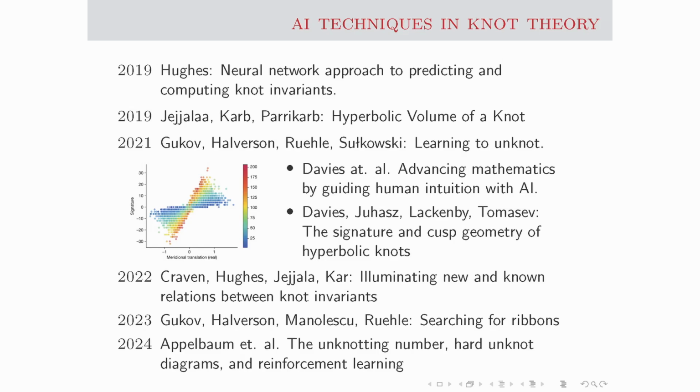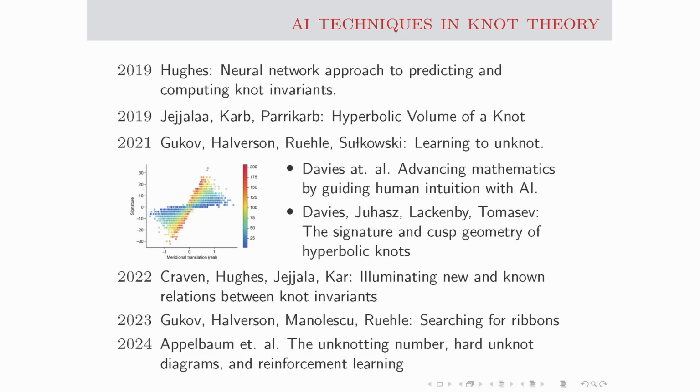Again, the work of Jajala, Karp, and Parikar is addressing another really famous conjecture. There's a work of Craven, Hughes, Jajala, and Karp, which actually relates to our work. We published later, but we preceded their work, about illuminating new and known relations between knot invariants. And again, these are some of the famous conjectures attacked by various tools.